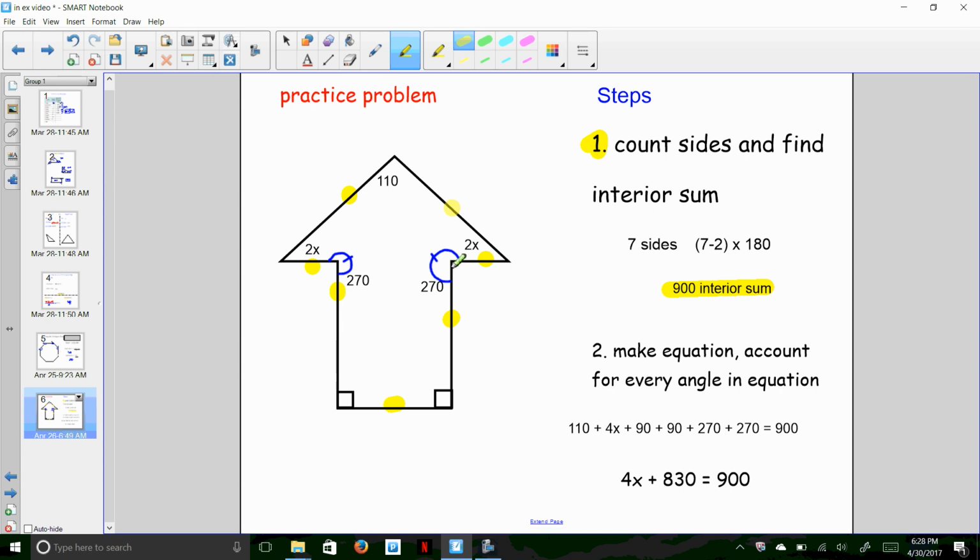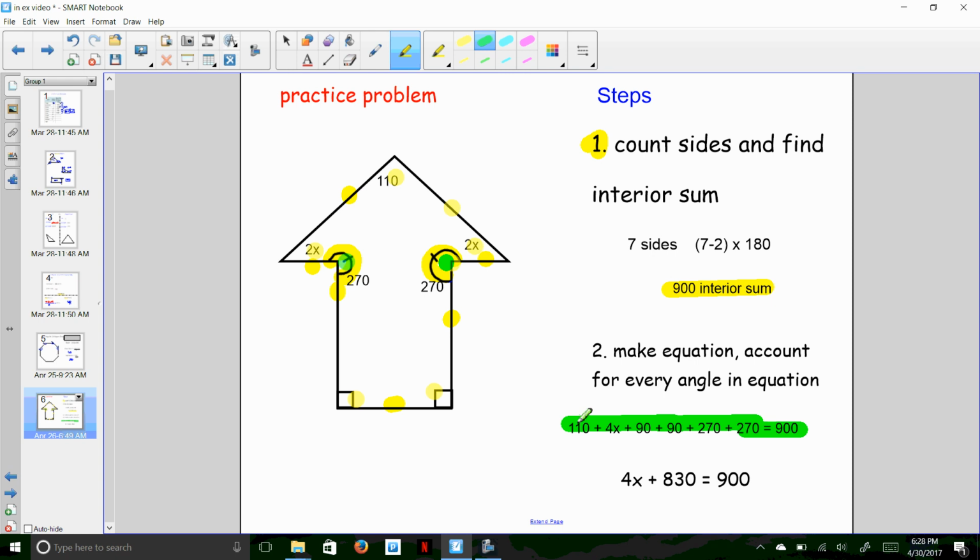Okay, make an equation, account for every angle in the equation. So these are called reflex angles. That means they're bigger than 180. You're not going to see that very often, but I did make an object that requires those angles right here. If it has 7 sides, it has to have 7 angles. So I got 1, 2, 3, 4, 5. But then we have to account for these 2 reflex angles. So I just get 100, 110. These 2 make 4x, plus the 2 90s down here, plus those 2 70s, equal 900.